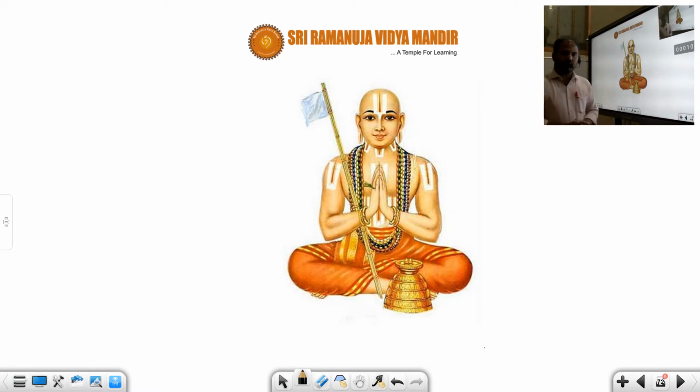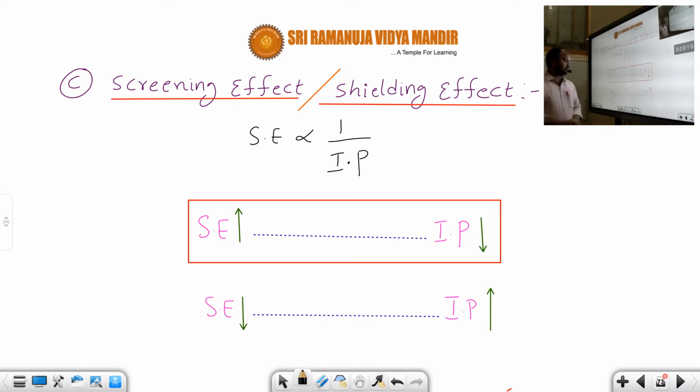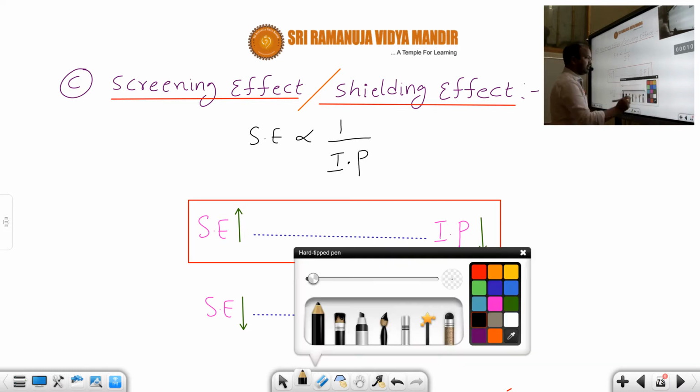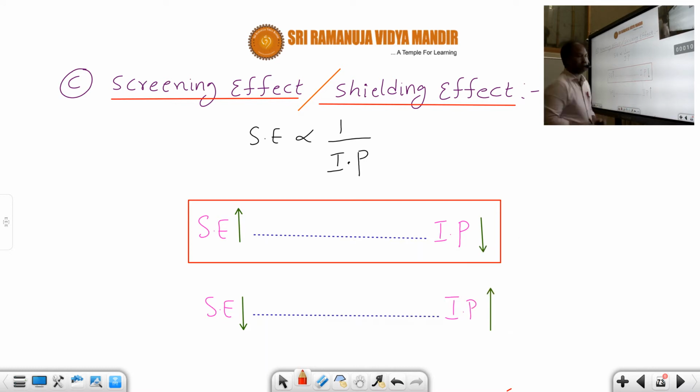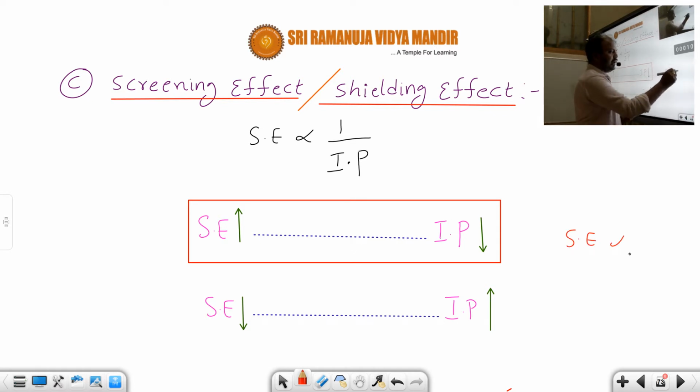Another important factor influencing the ionization potential values is the shielding effect or screening effect. It is very important. What is the shielding effect? Inner electrons protect the outermost electron against the nuclear force of attraction, that is called the shielding effect. Generally, when the shielding effect increases, atomic radius values increase.